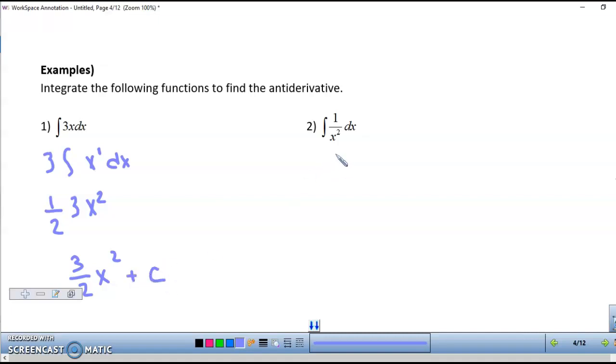Just like when we did derivatives, we might rewrite integrals. So I could rewrite this integral as x to the negative 2. Okay? Then, when I go to integrate it, negative 2 plus 1 becomes negative 1. And the reciprocal of negative 1 is negative 1. So I'm going to have my negative out in front, and then add plus c.